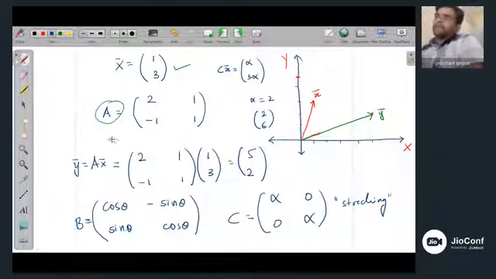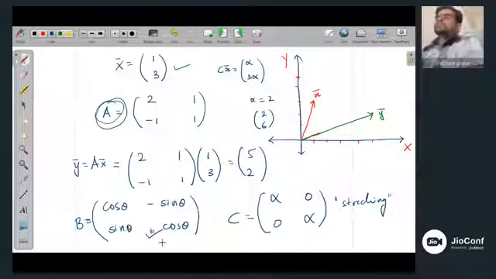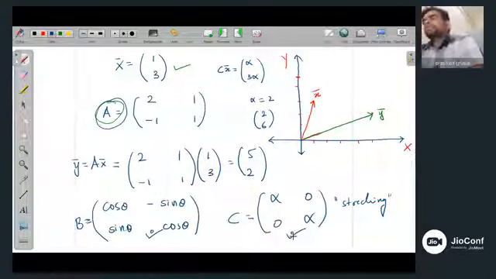And any matrix A, not only of 2 by 2 but also of further dimensions, will be a combination of the rotation matrix and the stretching matrix. If the value of alpha is bigger than 1, then it stretches the vector. If the value of alpha is smaller than 1, then it compresses the vector. So this is the basic idea regarding a matrix applied to a vector.